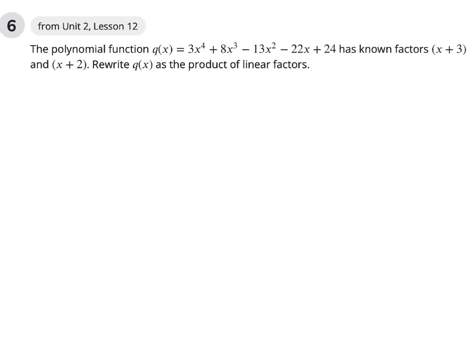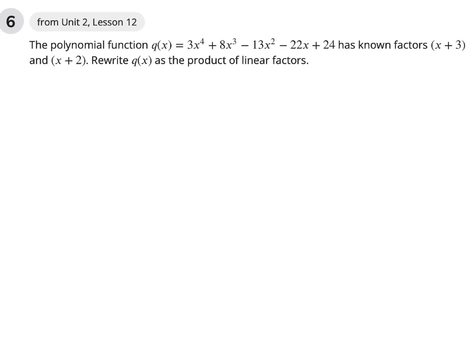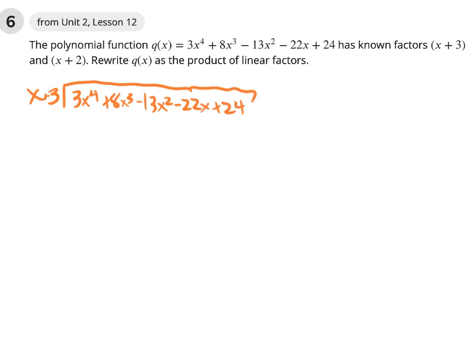Okay, now for this one. They give you this polynomial and they give you 2 factors, which means that x equals 0. So when we divide this out, we will get the answer of 0. So let's write x plus 3 into 3x to the 4th plus 8x cubed minus 13x squared minus 22x plus 24.